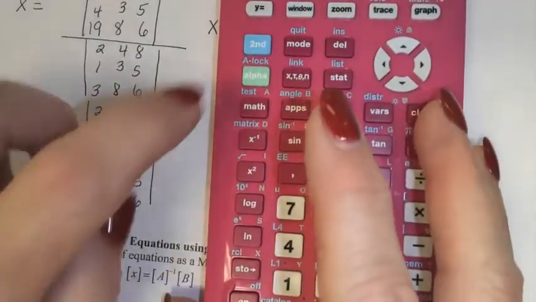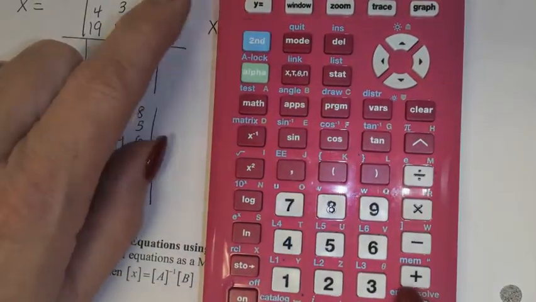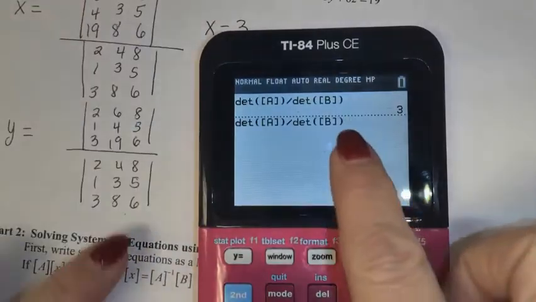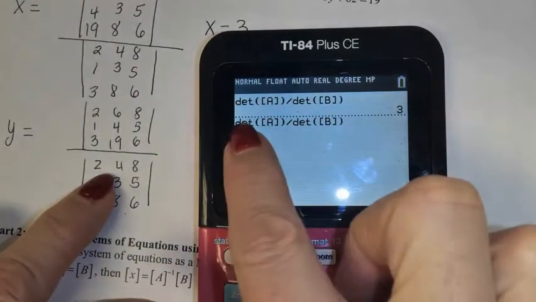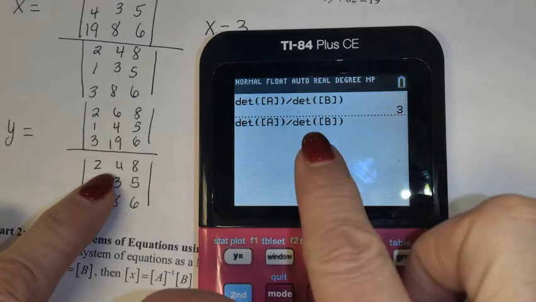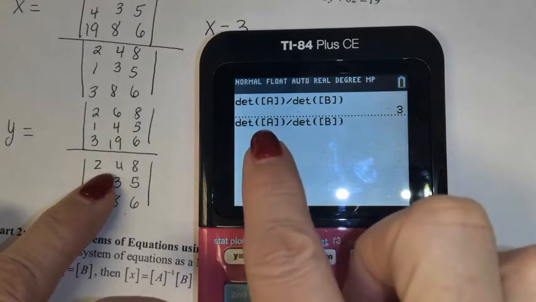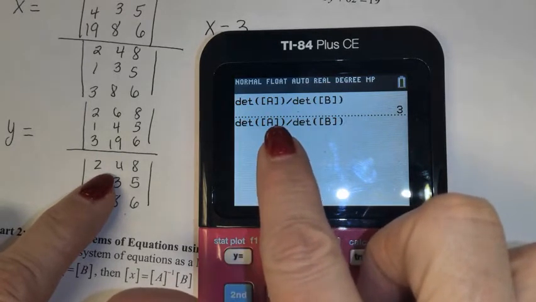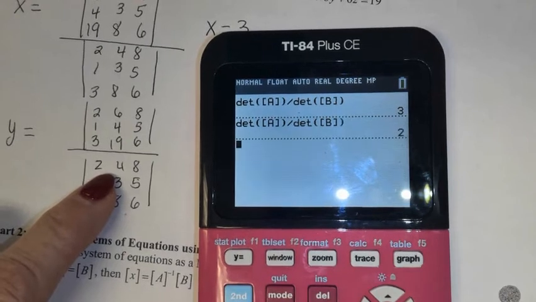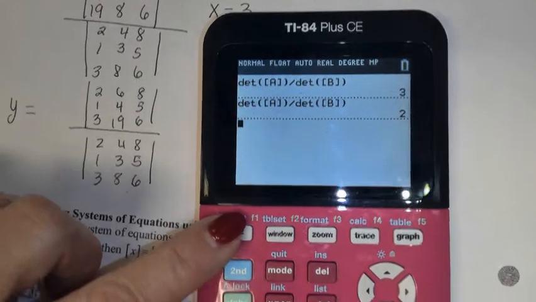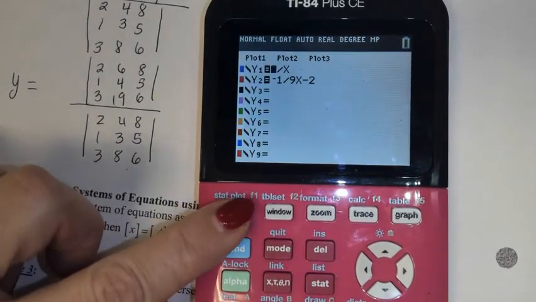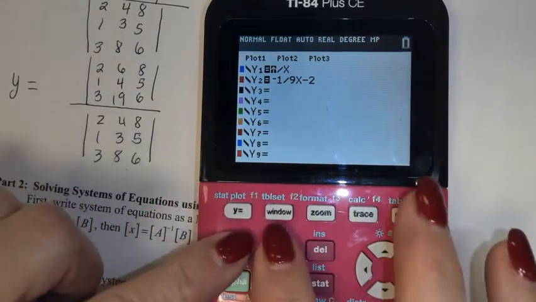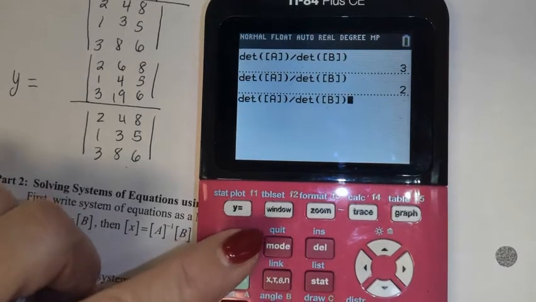Watch what I'm going to do. So instead, I can just do second enter and I can get back that last thing I put in. I could also just arrow up and get it. There's 2 ways of getting it back. But because I changed that matrix A, it's going to give me a different answer based on my new matrix A. And so I get 2. What's that tell us? Well, that's telling us what y is going to equal, right? Okay. Quit out of there.